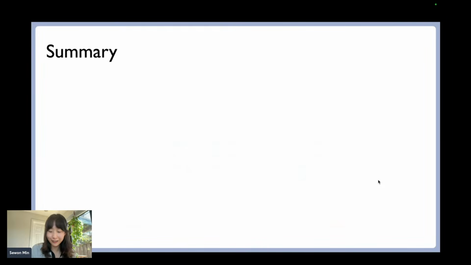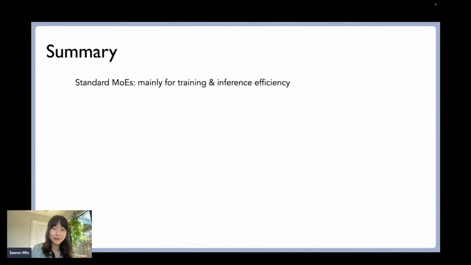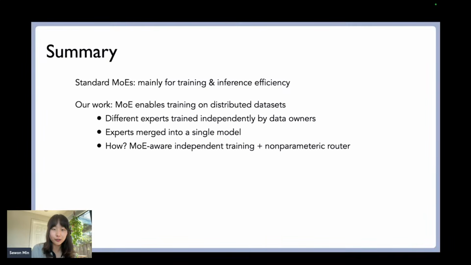Cool. So I guess that's almost all. I just have 2 slides for summary. To summarize, we learned previously that standard mixture of experts has a nice modular architecture, mainly for improving efficiency in training and inference. But I argue we can also use it to enable training on distributed datasets, where different experts can be trained by different parties without needing to share their raw data or needing synchronized training over all models with data owners. Once these experts are trained independently, they can be merged into a single model.